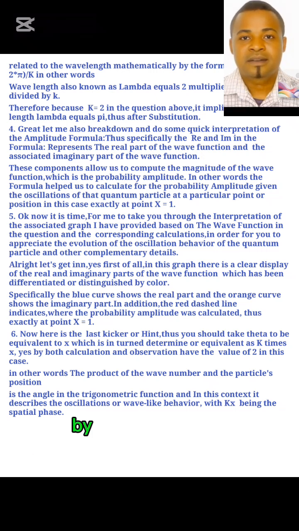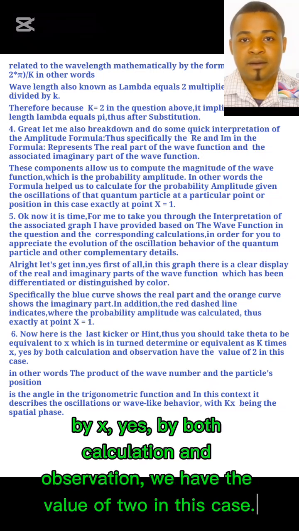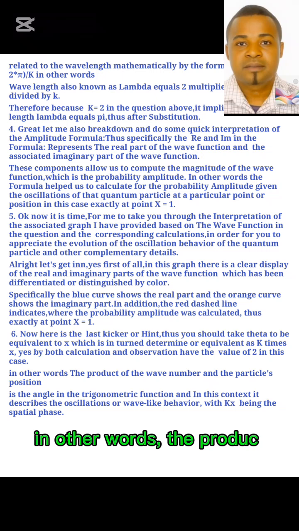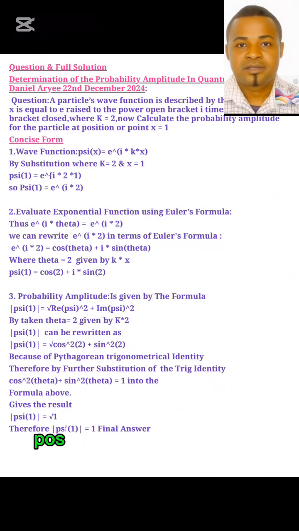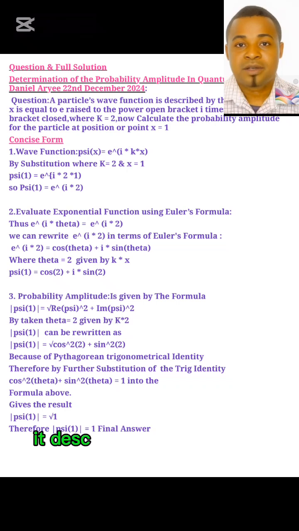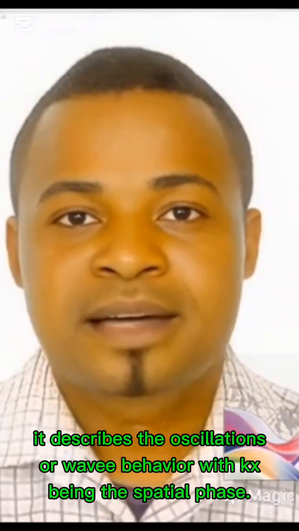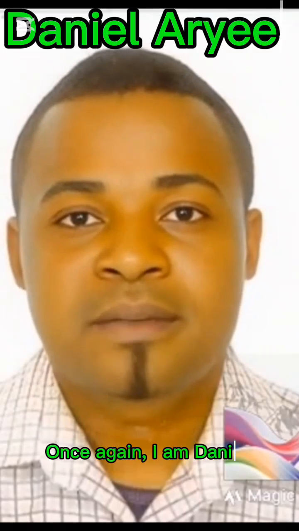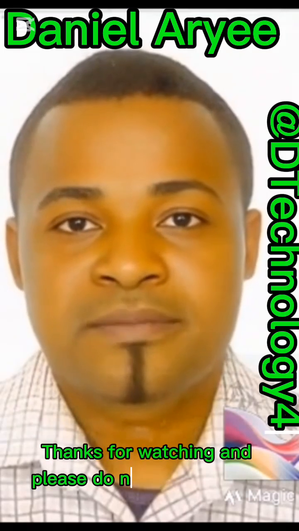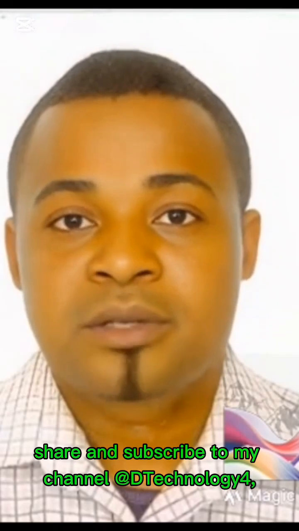6. Now here is the last kicker or hint: you should take theta to be equivalent to kx, which is k multiplied by x. By both calculation and observation, we have the value of 2 in this case. In other words, the product of the wave number and the particle's position is the angle in the trigonometric function, and in this context it describes the oscillations or wave-like behavior, with kx being the spatial phase.